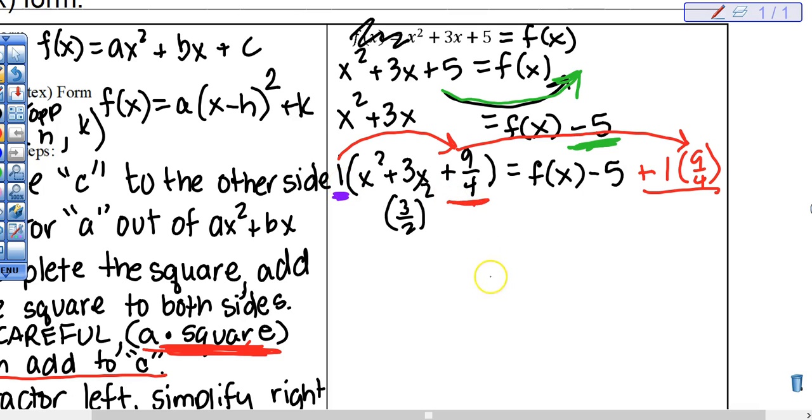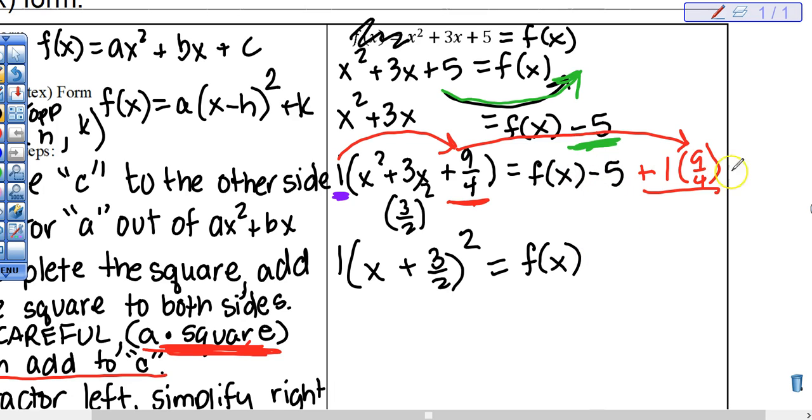Okay, so we completed the square. That's step 3. Step 4 is to factor. So let's factor out our perfect square trinomial here. What do I write? X plus... Come on, guys. What? 3/2 quantity squared. That's right. Equals f of x minus, well, maybe it's not minus. Let's do some math here. We have to simplify this.